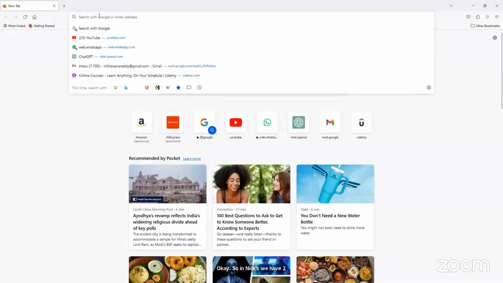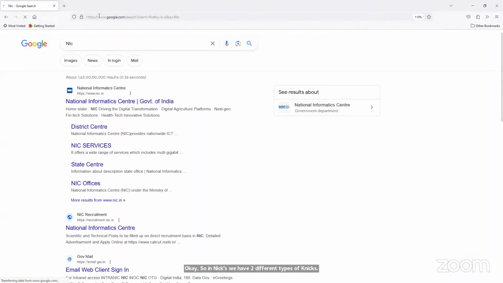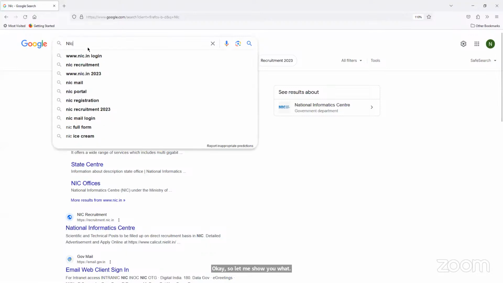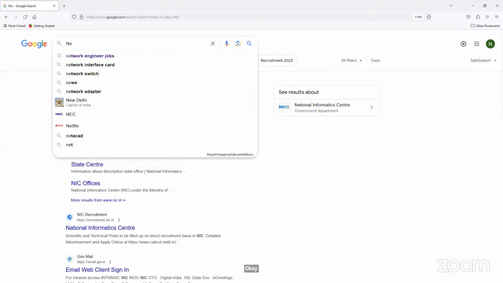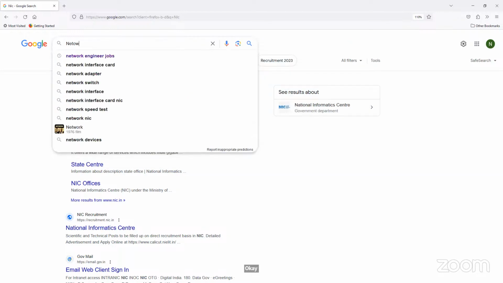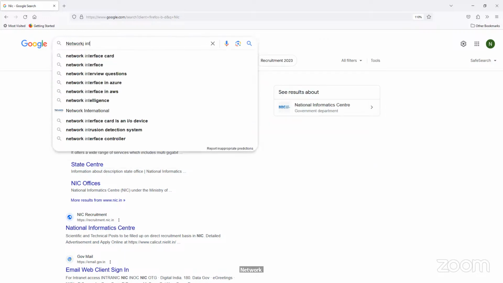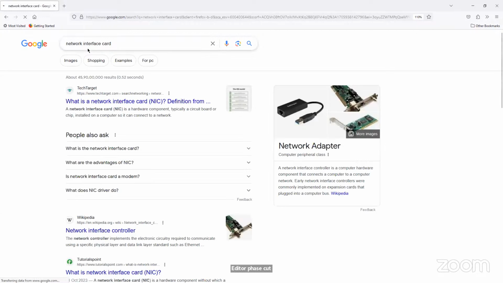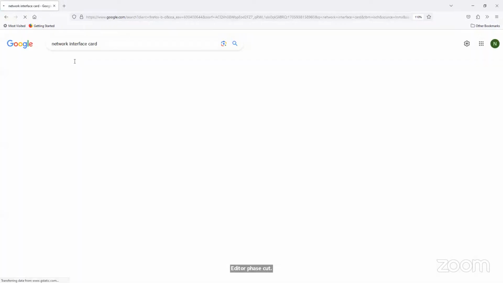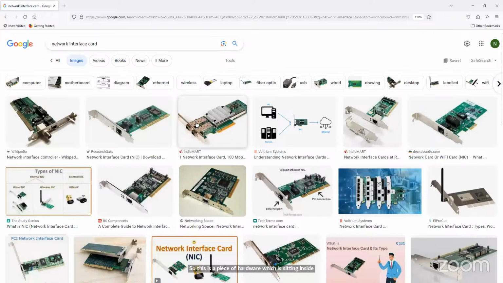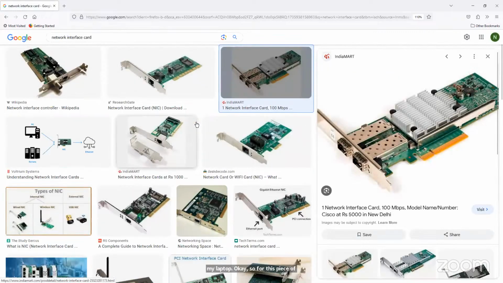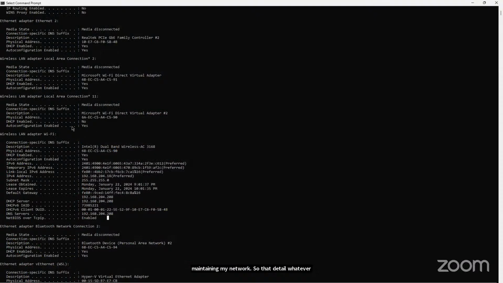So let me show you what a NIC is: network interface card. This is a piece of hardware which is sitting inside my laptop. For this piece of hardware, the network admin who is maintaining my network gives an IP address. The detail which is assigned to my laptop is being shown here.